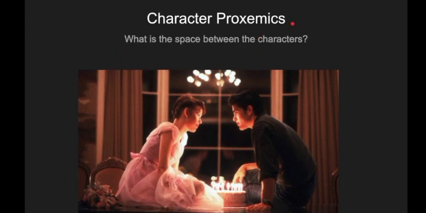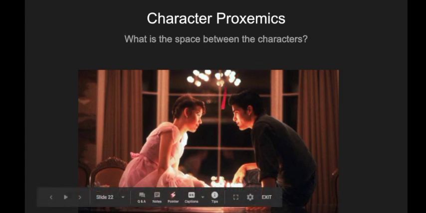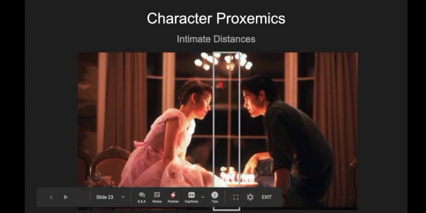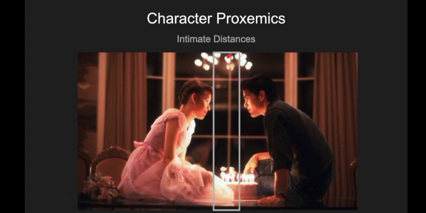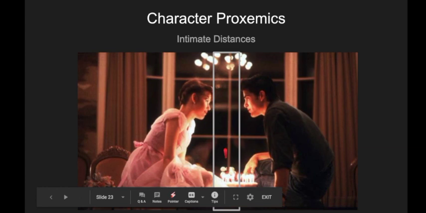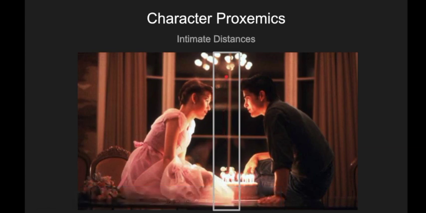Character proxemics. What is the space between the characters? Now, this may seem obvious. There are a bunch of different answers that can answer this question. So when we're looking at our two subjects, we want to look at the space in between them. So when we go to my diagram here, this bar that I drew in, it looks as if this is an intimate distance. And you could say this because they are tender and they look like they are in love. And spoiler, they do end up kissing. So this can be a character proxemic, and this is intimate distance.